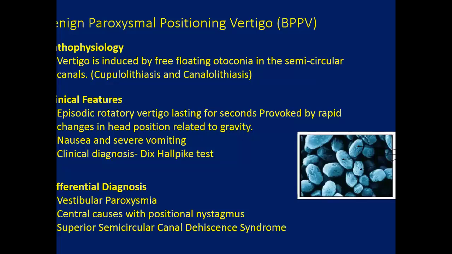So what is the differential diagnosis? Other conditions can cause vertigo of short duration, lasting for a few seconds. I have given these three conditions. Vestibular paroxysmia is like a condition such as epilepsy. There's an electric current in the vestibular pathway, and the patient develops momentary vertigo. And central causes of positional nystagmus we have to diagnose again by the Dix-Hallpike test.